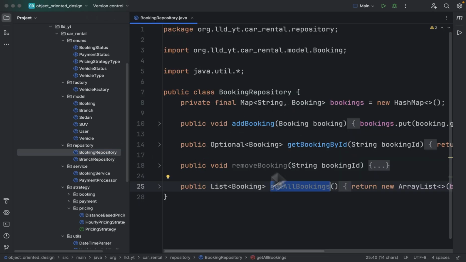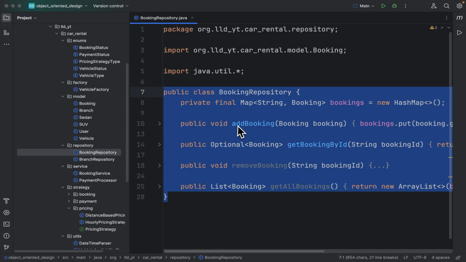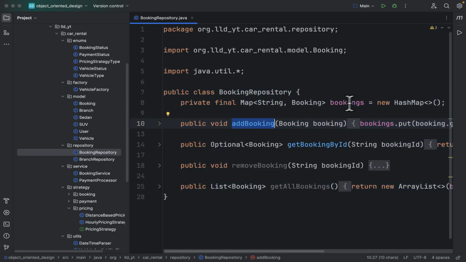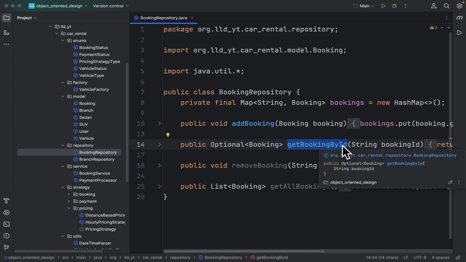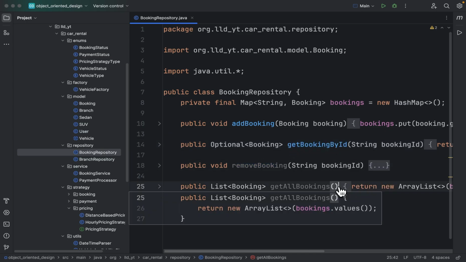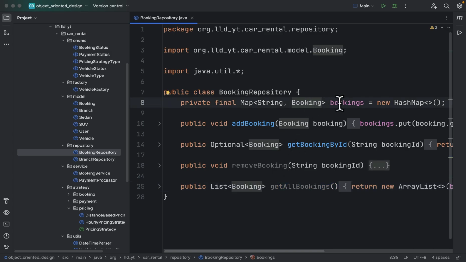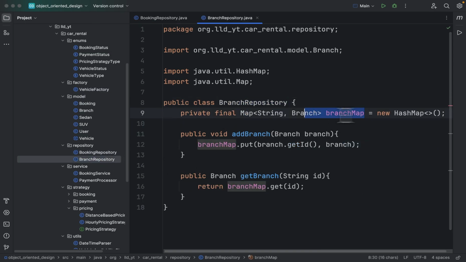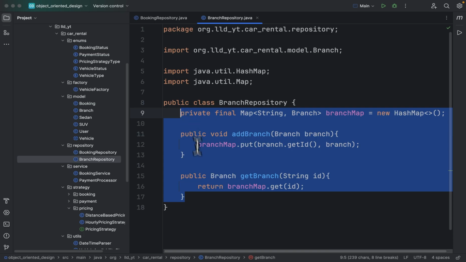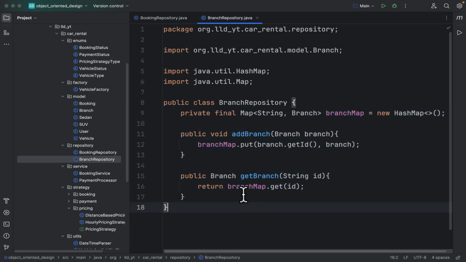In the booking repository class, I also have CRUD operations like add booking, which will add the booking into this map of bookings. This string represents the ID, and this booking represents the object corresponding to that ID. So I can add one specific booking into this bookings map, or I can fetch a booking based on the ID, or I can remove the booking, or I can get all the bookings from the map. Similarly, I also have the branch repository, which will allow us to perform some CRUD operations like adding a branch and getting a specific branch.